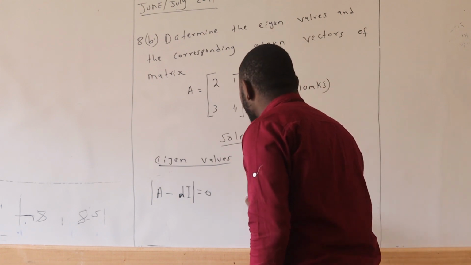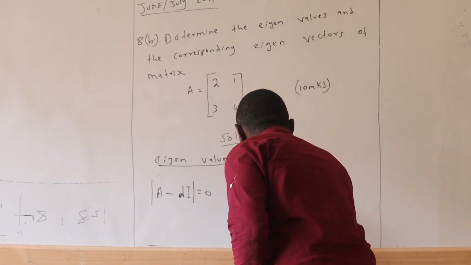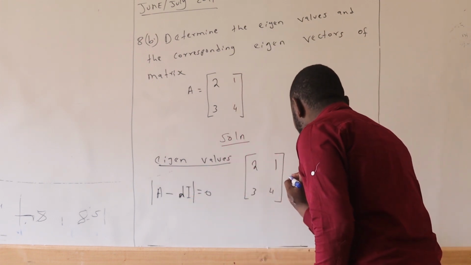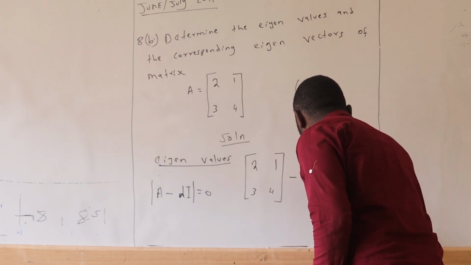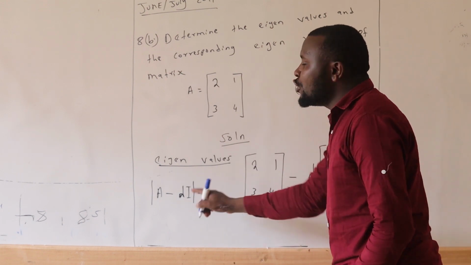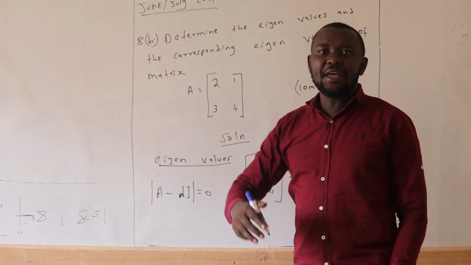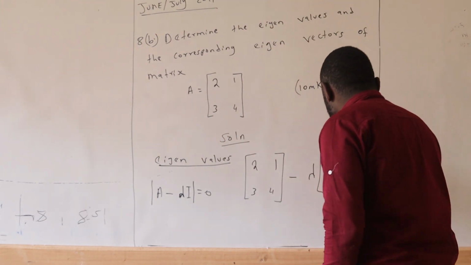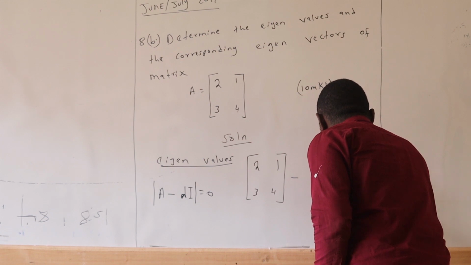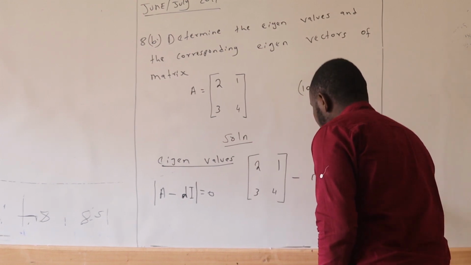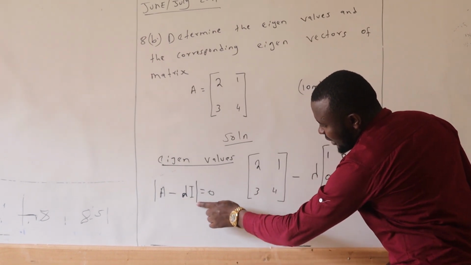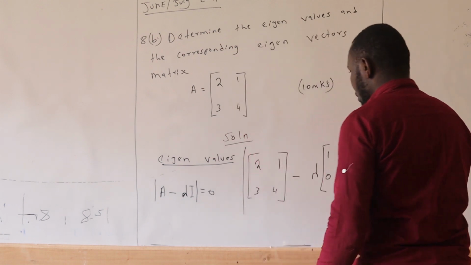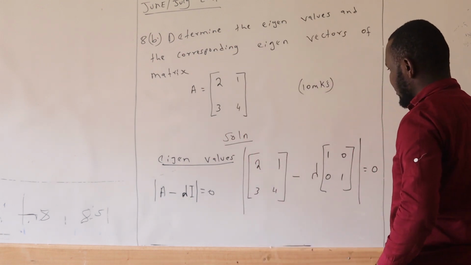So we are going to have vector A, 2, 1, 3, 4, in brackets, because it's a vector, minus lambda multiplied by the unit vector. We introduced the unit vector in year 1. So a unit vector is the one with the diagonals as 1, and we have 1, 0, 0, 1. And you have just said the sign of the determinant. So you are going to get the determinant of this. All this is equal to what? 0.